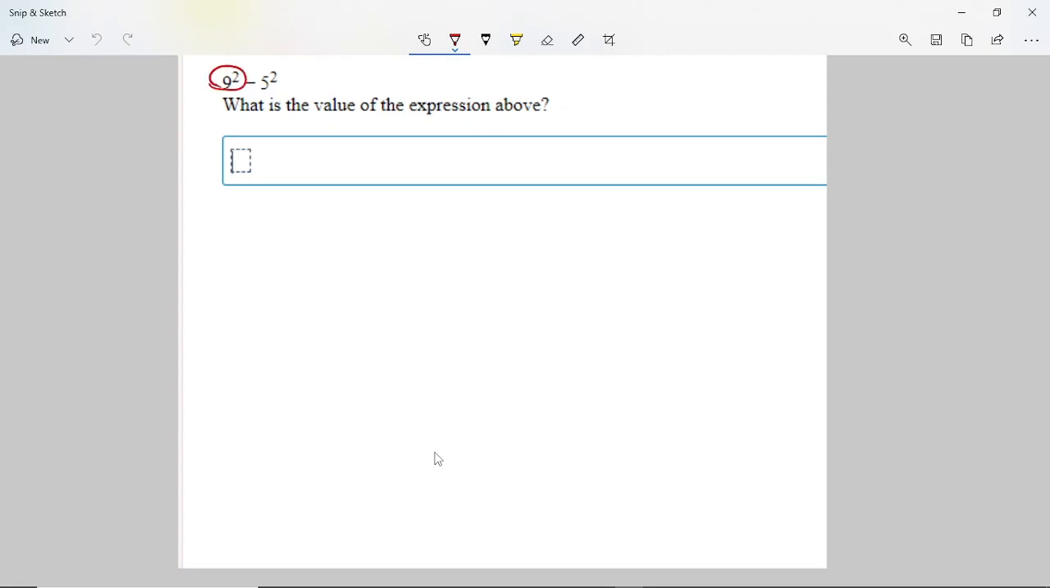9 power of 2 minus 5 power of 2. So 9 power of 2 is 9 multiply 9. Minus, and 5 power of 2 is 5 multiply 5. 9 multiply 9 is 81. And 5 multiply 5 is 25. So the answer here will be 56. So the answer is 56.